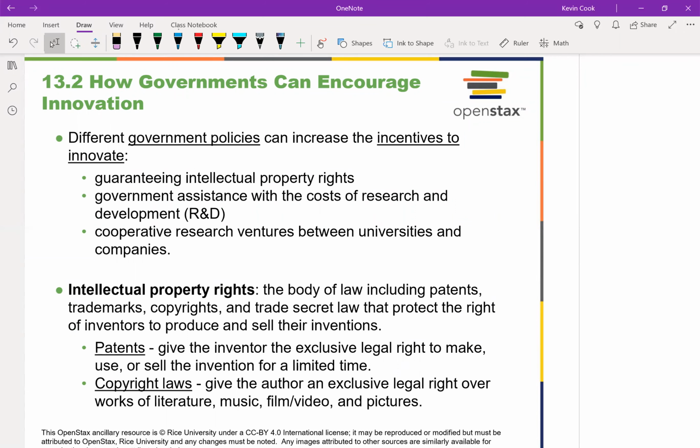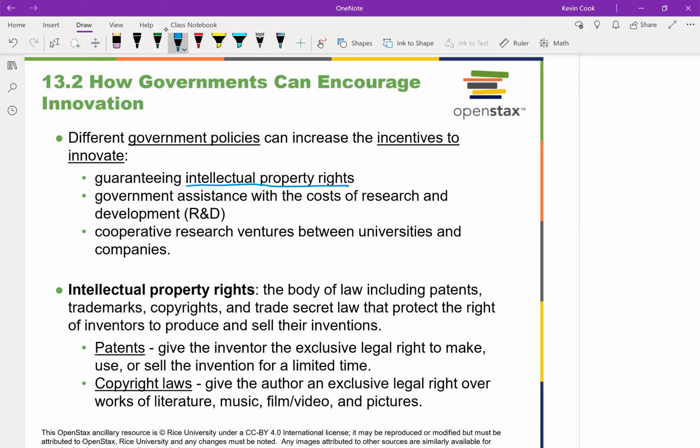On Wednesday, what we'll get into is how the government actually encourages innovation and what tools they have to promote it. And for these, we're going to be looking at three tools to actually promote innovation itself. The first is going to be our intellectual property rights. So we have things like patents, copyright laws, trademarks.